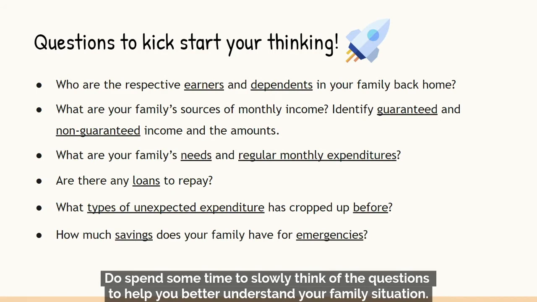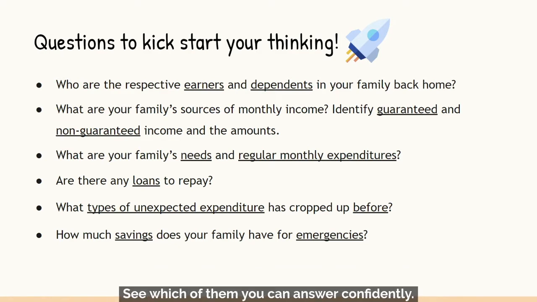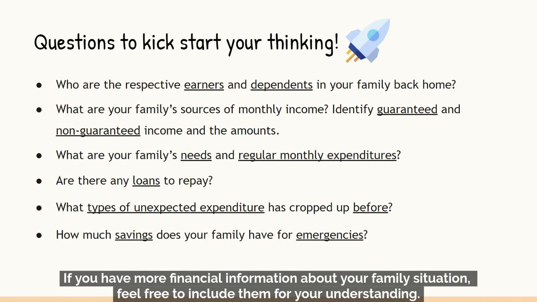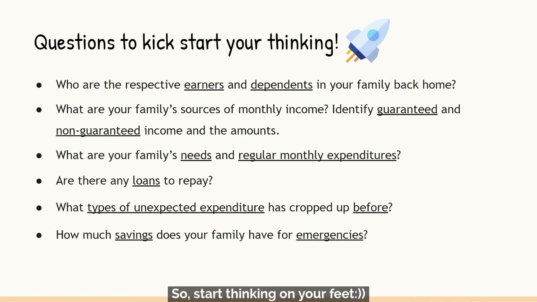Do spend some time to slowly think of the questions to help you better understand your family's situation. See which of them you can answer confidently. If you are not sure of any one of the prompted questions, it is an opportunity for you to learn more about them by discussing with your family. If you have more financial information about your family's situation, feel free to include them for your understanding. So start thinking on your feet.